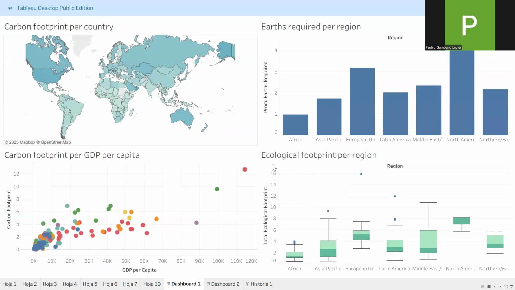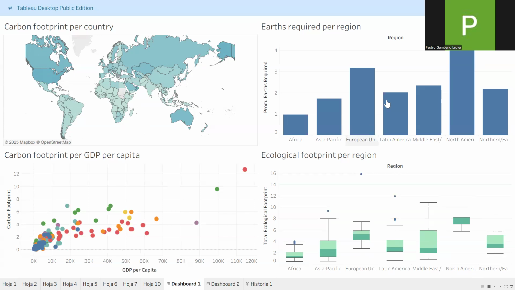Also, finally, the last graph is going to talk about the ecological footprint per region, which explains the amount of money spent by each region in order to maintain their carbon footprint down. Now, as we can see, North America has a pretty high ecological footprint.